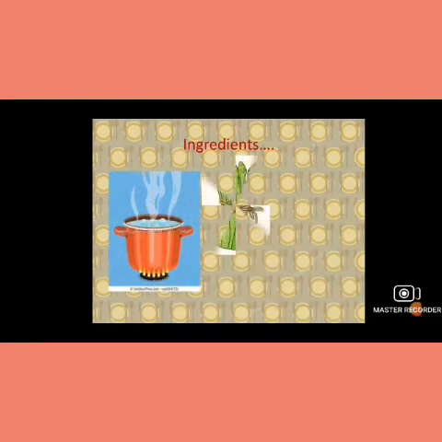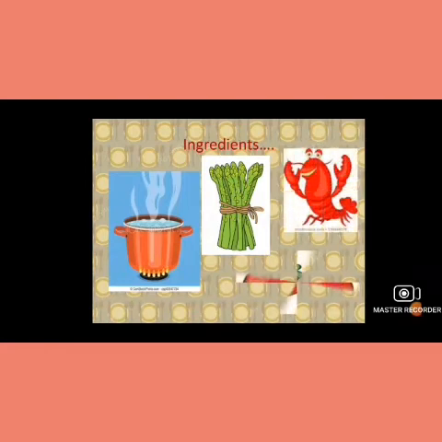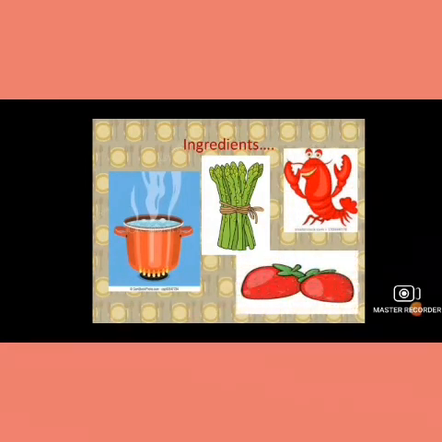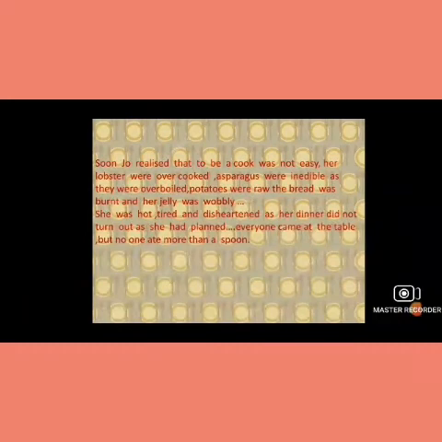Now, let's see the ingredients that Jo had for dinner. Yes, the water, of course, the boiling water, the very old asparagus, the very young lobsters, and the unripe sour strawberries. So, soon Jo realized that to be a cook was not easy.